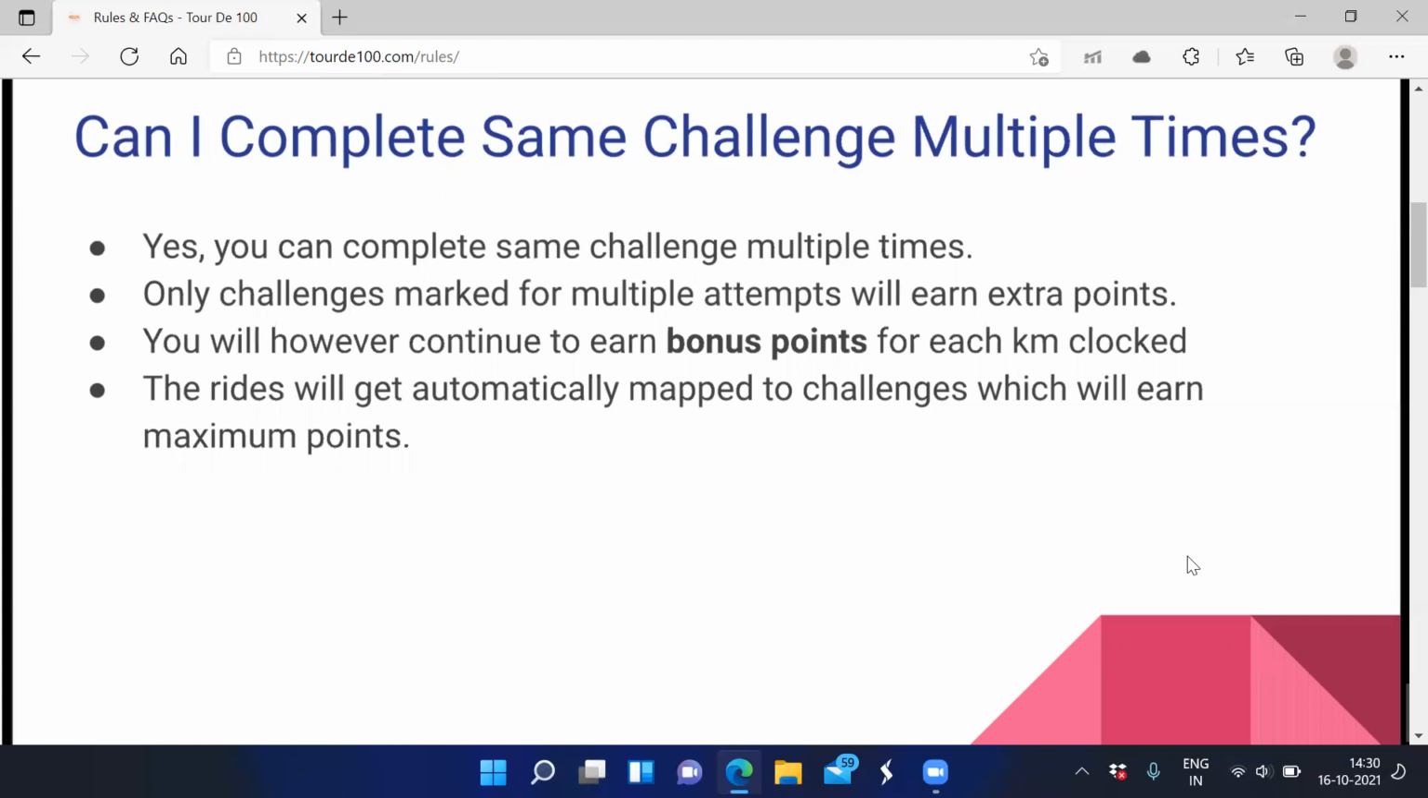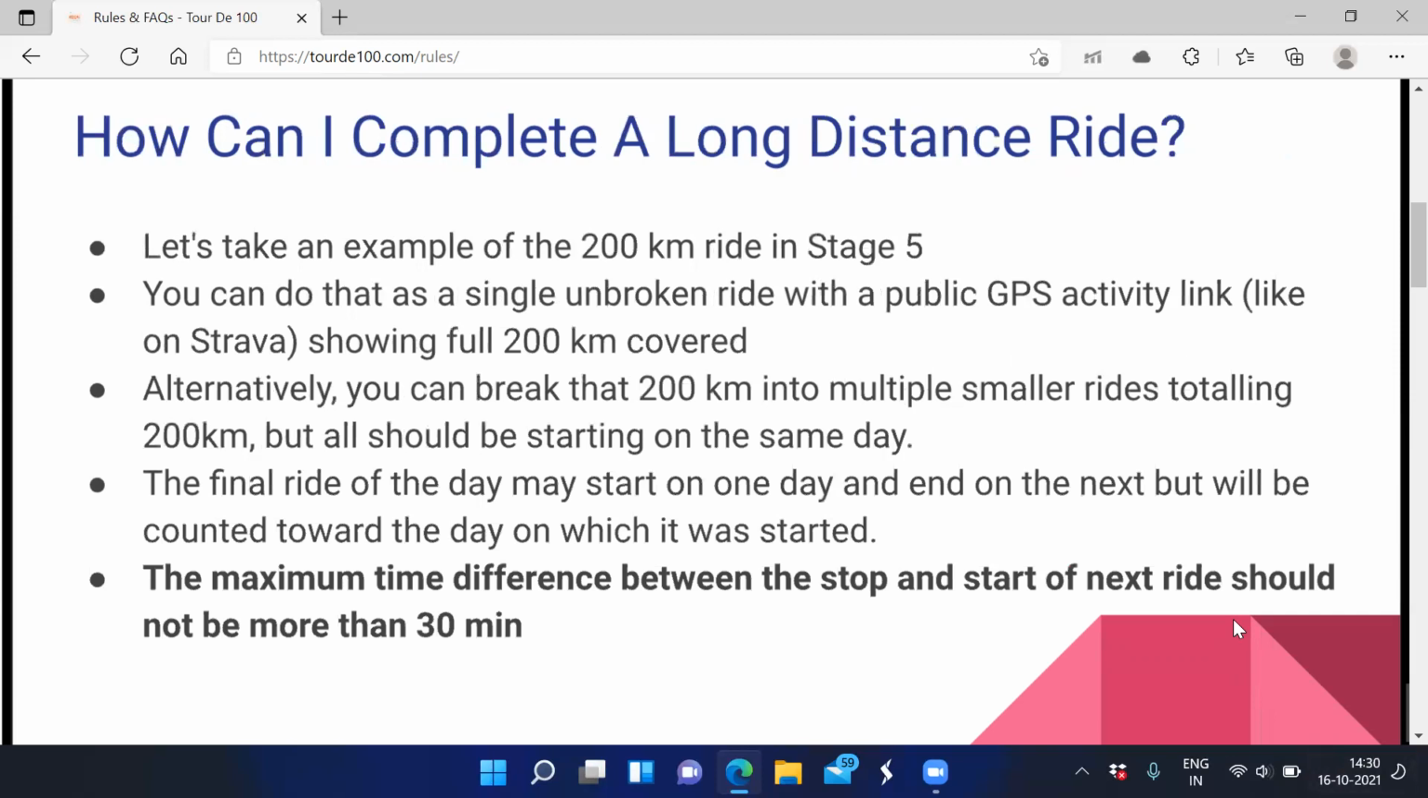The ride will automatically map to the challenges which are there, and maximum points will be given accordingly. Okay. Next, how can I complete a long distance ride?